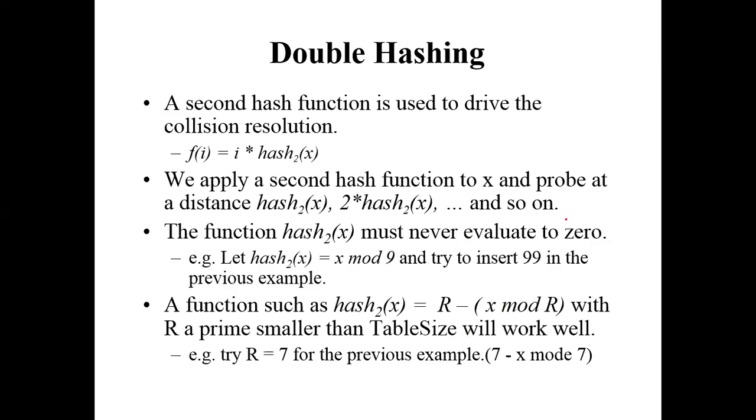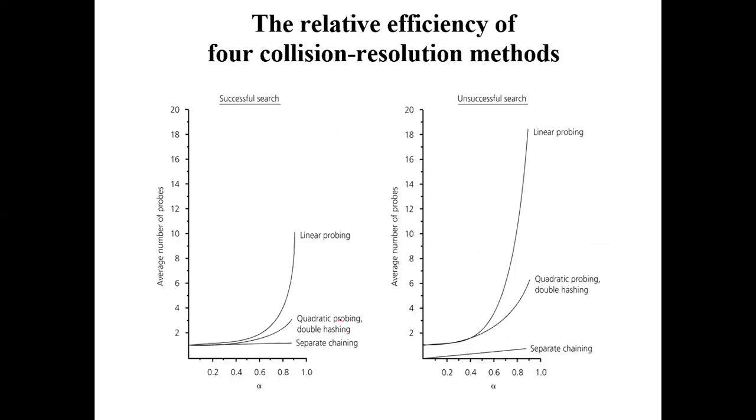We go for double hashing. The last method is double hashing. Here you define one more hash function, a second hash function, to derive the collision resolution. So f of i is equal to i times hash2 of x. The definition of the hash2 function is R minus (x modulus R), where R is a prime number smaller than the table size.